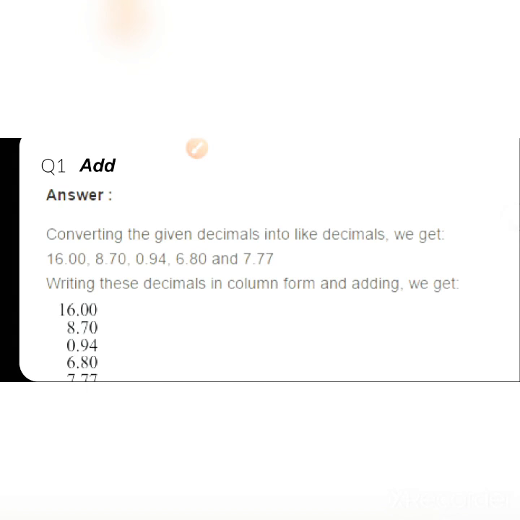The first question is add. In the first question, it is given to add some numbers, and I'm reading out the numbers for you. The numbers are 16, 8.7, 0.94, 6.8, and 7.77.